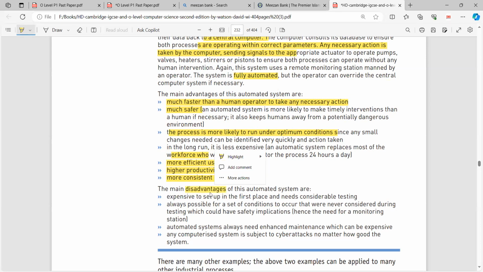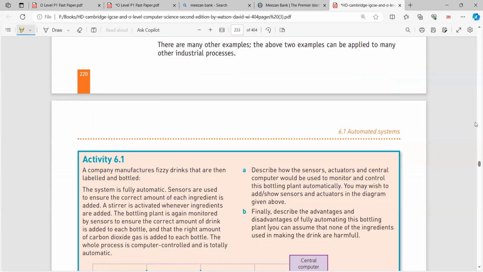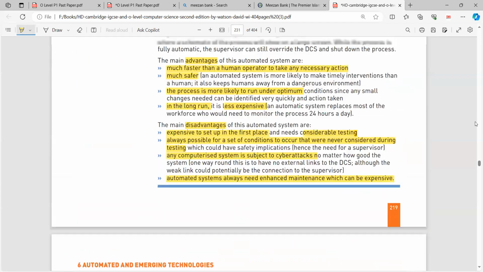However, disadvantages can be that it is more expensive to set up. It is always possible for a set of conditions to occur, so for that we need testing. Testing is extremely important. Whatever work you do, when you make an algorithm, we also studied the program development life cycle in algorithms, and there also we had testing included. Yes, you need maintenance as well. And again, whenever you are going towards technology and networking, you always have a risk of cyber attacks. So up till now, does anyone have any questions?